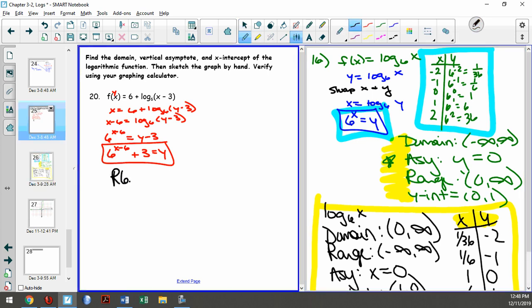I went right 6 and up 3. Do we all understand that? I went right 6 and up 3. So if I'm going right 6 and up 3, I should be able to take this entire XY table that we did, add 6 to the X value, add 3 to the Y value, and I have my new ordered pairs, don't I?